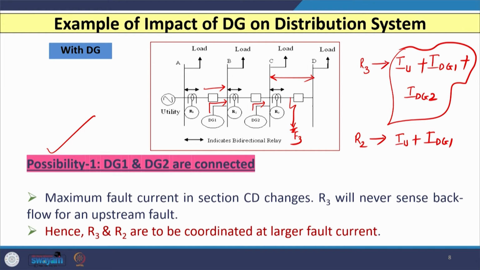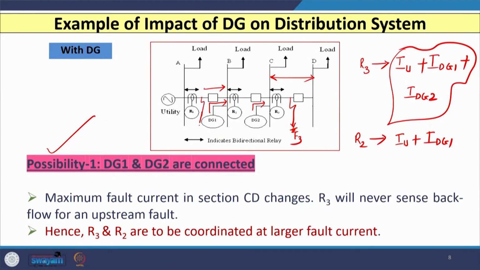And obviously, the currents which flow through relays R3 and R2 increase because of the additional fault current fed by these two DGs, DG1 and DG2. So, these two relays R3 and R2 need to be coordinated at larger magnitude of fault current. So, this is very important.